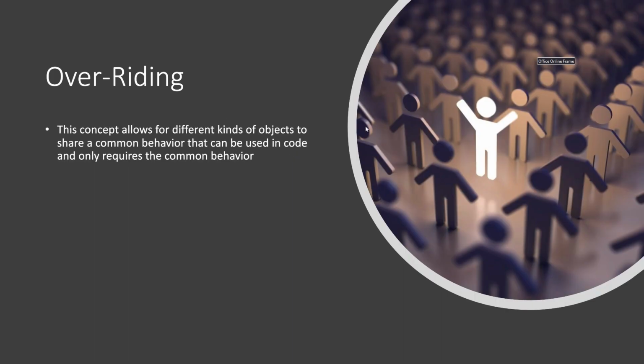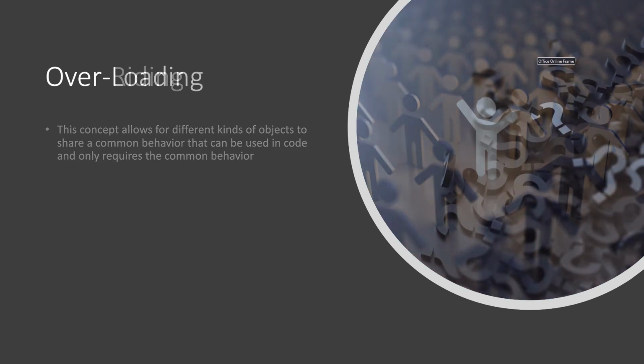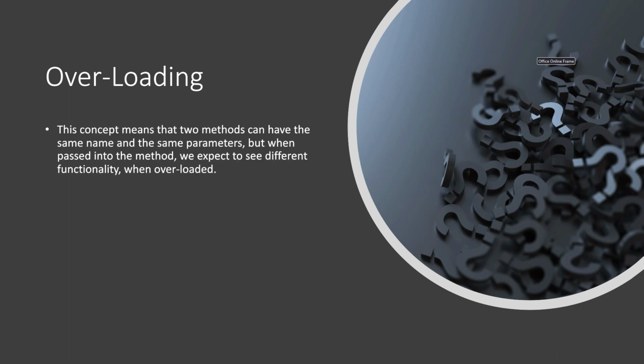Overriding is when objects in a program share common behavior in code, while overloading is when two methods have the same name and same parameters but behave differently when executed. Essentially, just remember two methods, same name, different function.